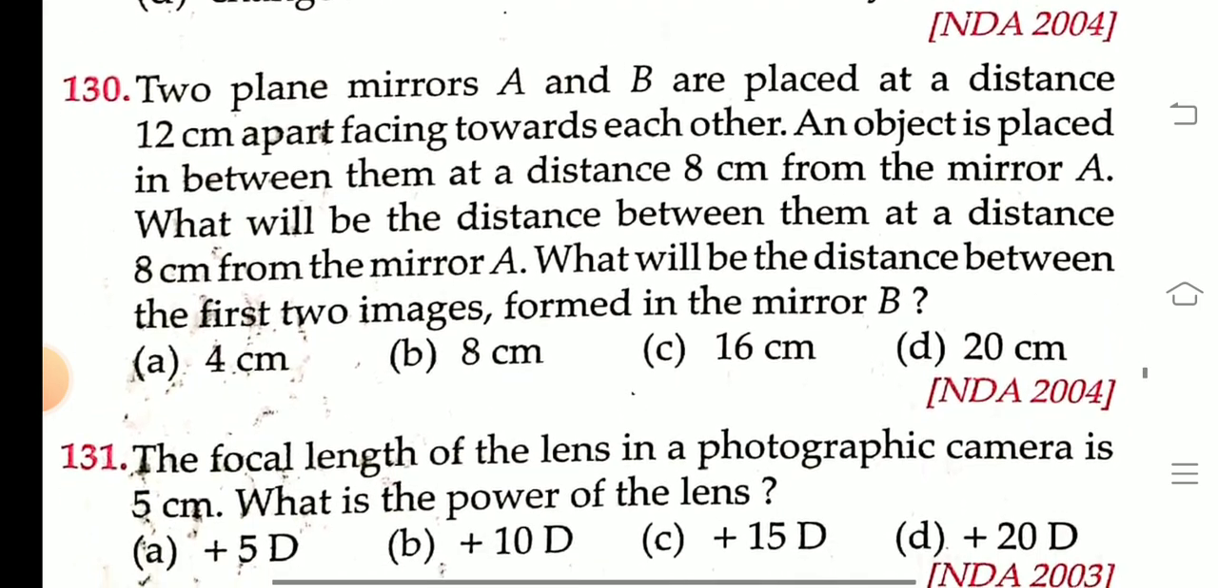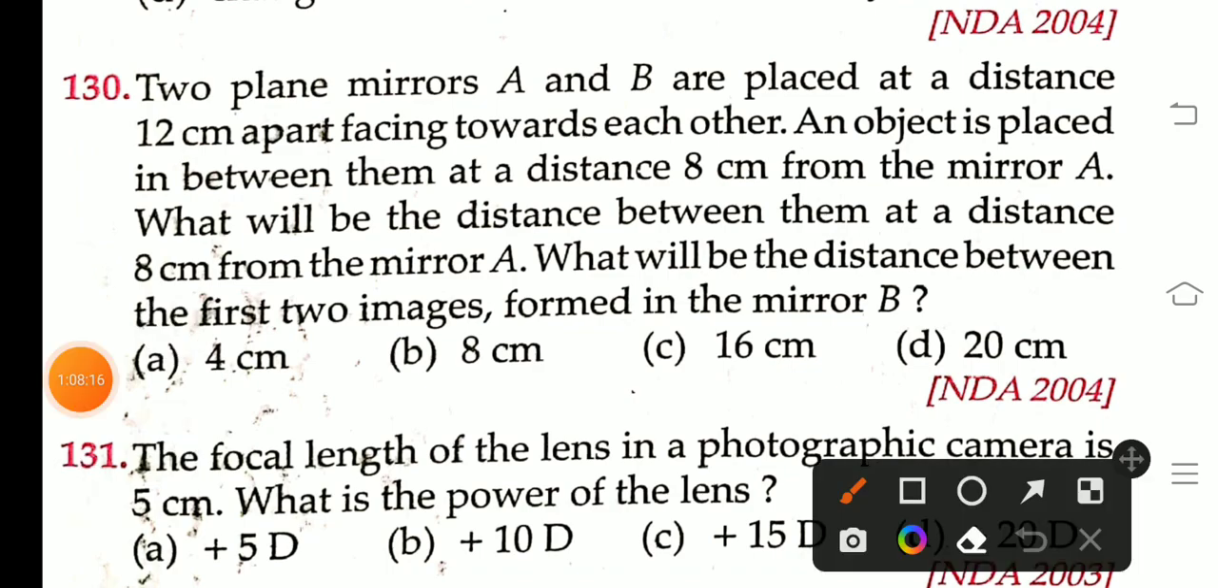Next, two plane mirrors A and B are placed at a distance 12 cm apart facing towards each other. An object is placed in between them at a distance 8 cm from the mirror A. What will be the distance between the first two images formed in the mirror B? Right answer will be option C, 16 centimeter.